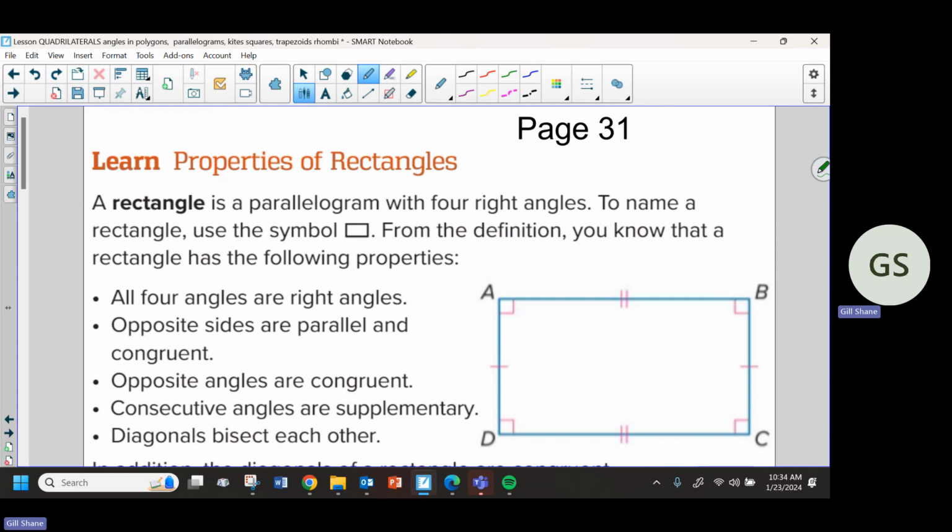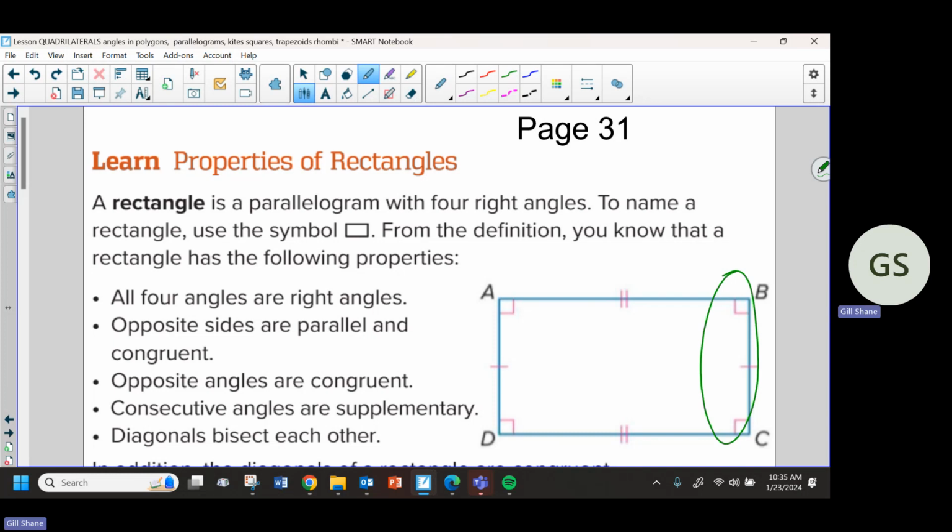Before we even talked about parallelograms, what do you know about a rectangle? Hopefully you know the top and the bottom are the same length, the left and the right are the same length. Well, that's just what a parallelogram is. What about angles? They're all 90, so opposite angles are congruent. Well, that's parallelogram. Consecutive angles add up to 180, again just like a parallelogram, because it is a parallelogram.